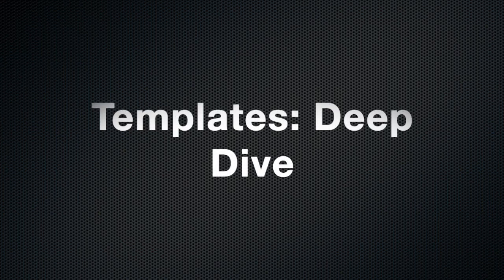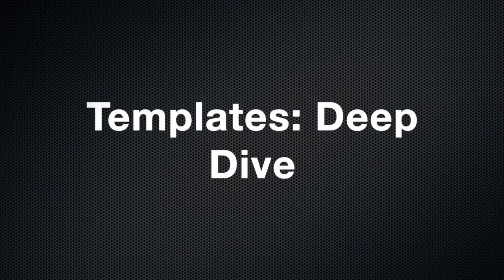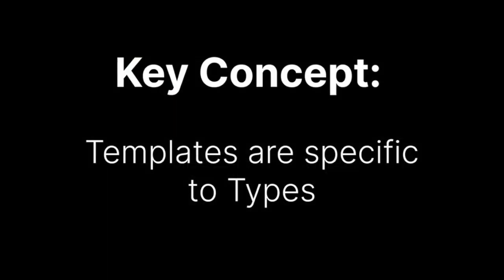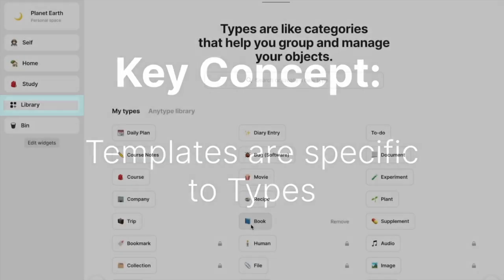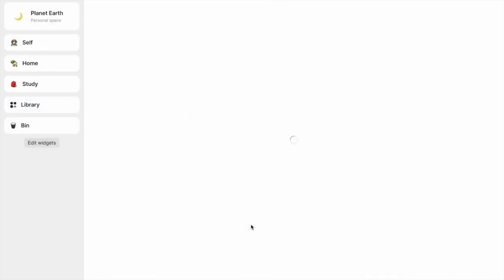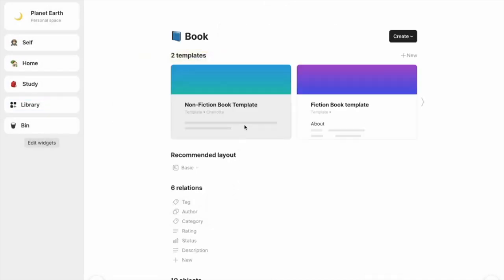Hey everyone, today I want to show you how to work with templates to scale your work in Digital HQ and personalize it to your needs. The first important thing to understand is that templates are organized on the type level, meaning that the templates you create are specific to the type of object. That means you can find all of your existing templates by going to your types library. From there you can check which templates you've created for each type.